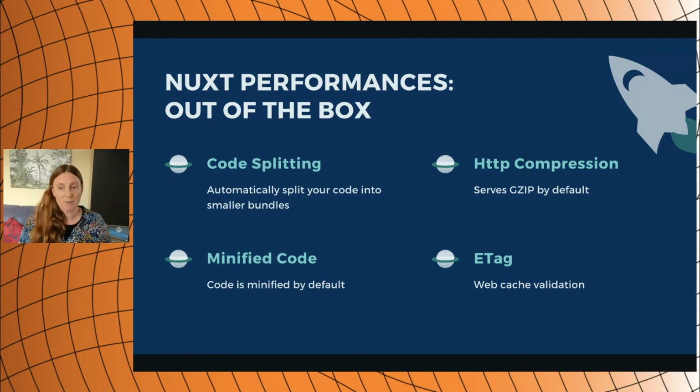So you're getting code splitting. Code splitting means you're automatically splitting your code into smaller bundles. Imagine you had all this JavaScript. You're not loading it all up front. You're only loading what is needed on the page that needs that JavaScript. Minified code: the code is minified by default for you, so you don't have to worry about that. HTTP compression: you're getting gzip. We serve gzip by default. And etag, so web cache validation. This is all done for you. You don't even have to worry about it.